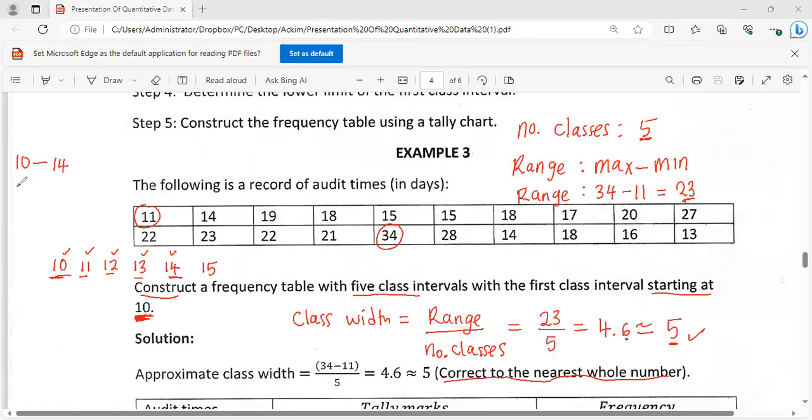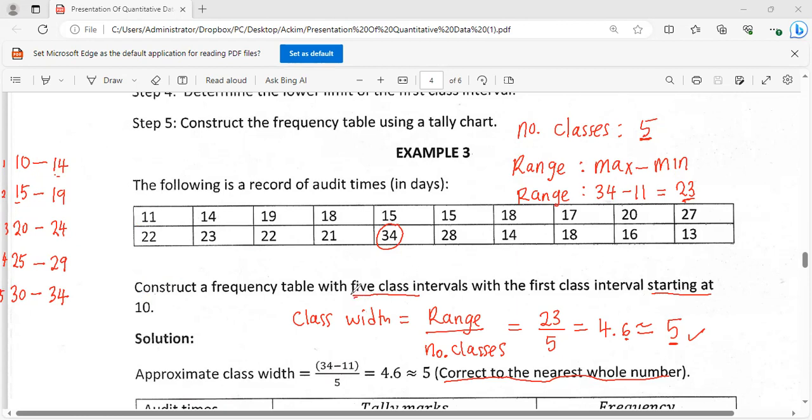Then the next class will start with 15. Then 14 plus 5 gives 19. Then 15 plus 5 is 20, then 19 plus 5 is 24. Like that, we are getting the classes. So then we have from 25 to 29. Then we have 30 to 34. That is the number of classes, and if you count, you will see that we have 1, 2, 3, 4, and 5. So we have 5 classes, because we found the number of classes to be 5.